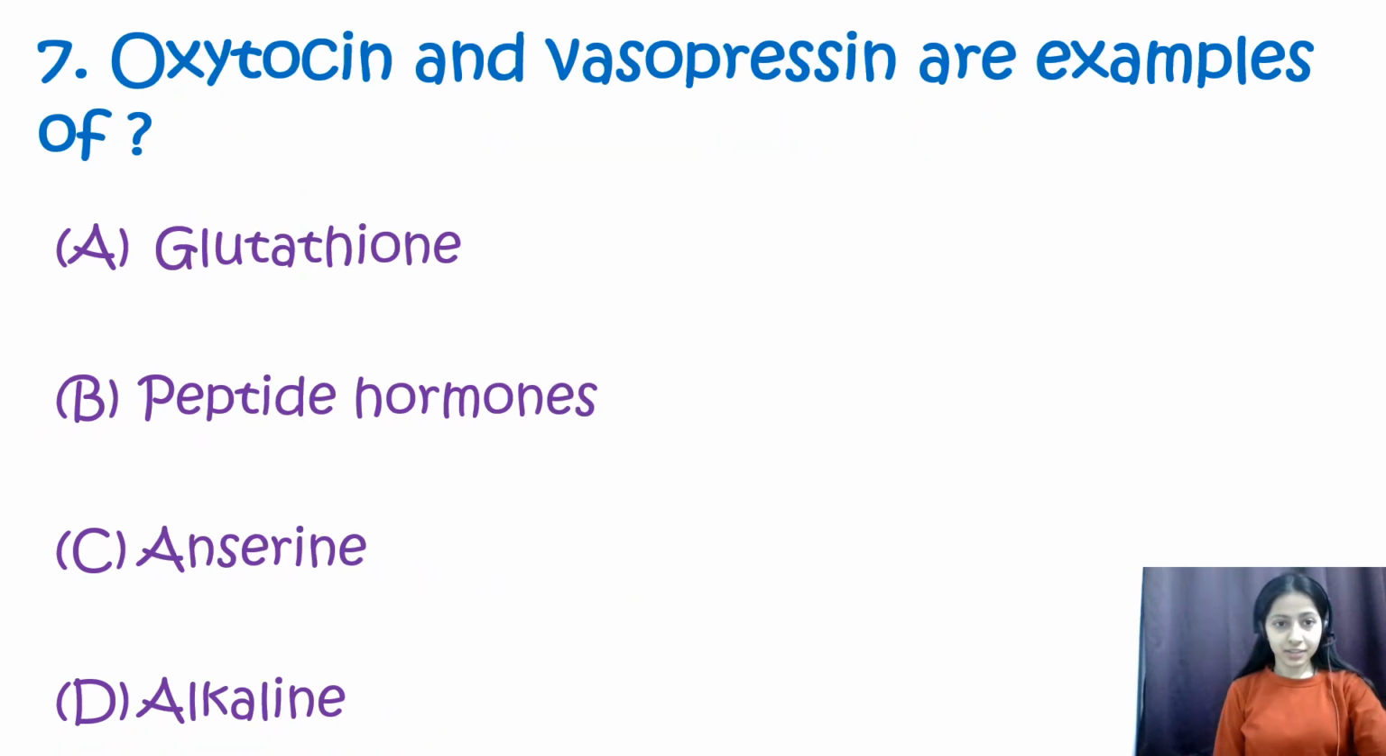Question number 7. Oxytocin and vasopressins are examples of option A, glutathione. Option B, peptide hormones. Option C, anserine. And option D, alkaline. So here the correct answer is option number B, that is peptide hormones. Oxytocin and vasopressin are also often referred to as cuddle hormones.